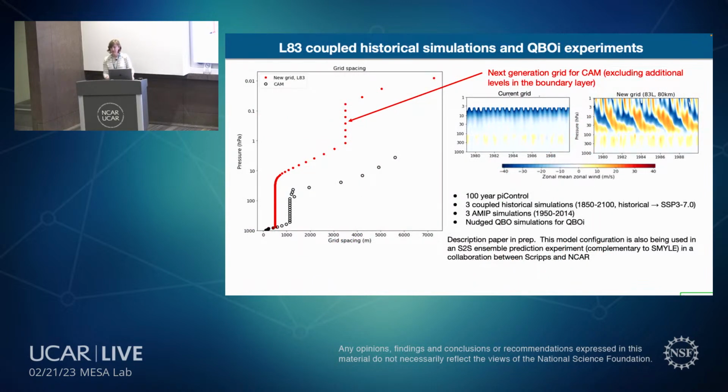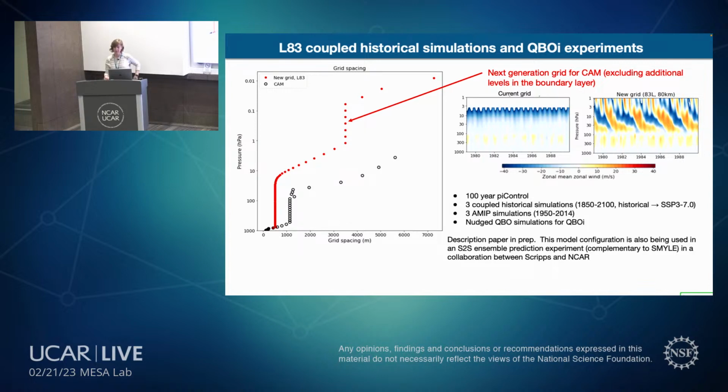There are ongoing simulations with the next generation grid of CAM. So CAM is moving to a higher top, 80-kilometer top, and a higher vertical resolution. So here you're seeing the grid spacing. This is the difference between each level as a function of height. Red is the new grid, so we go to a 500-meter grid spacing, and we go to a much higher height. And one of the motivations for going to this new grid is that we now start to represent the quasi-biennial oscillation.